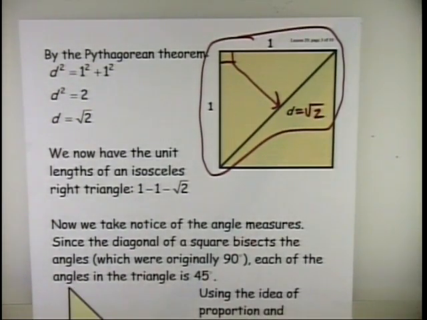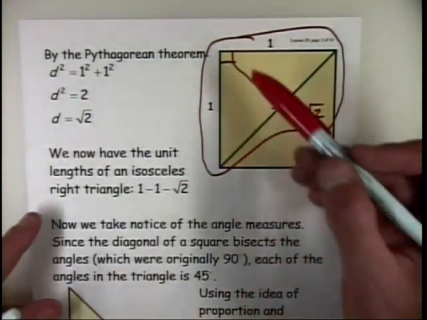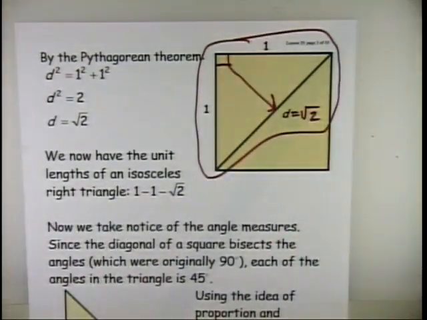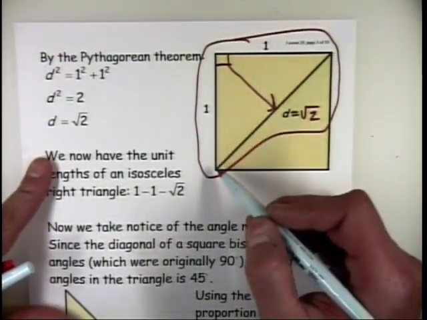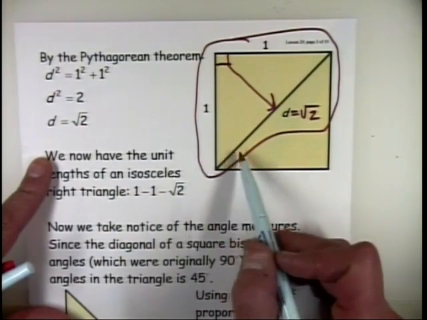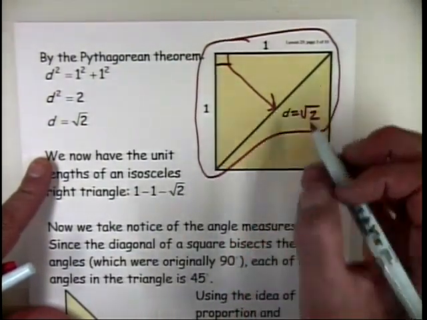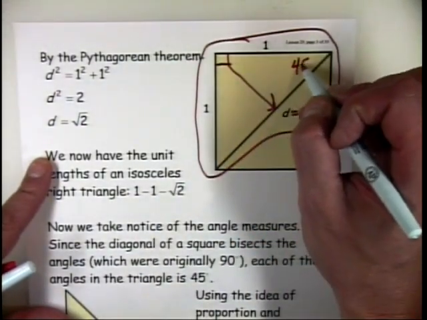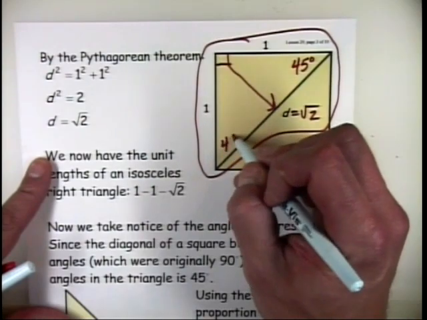Now let's look at what the angles end up being. We know that this angle is 90 degrees, but remember that a diagonal in a square bisects the angles as well. So if each of these angles originally started out as 90 degrees and the diagonal bisects them, now each of them is half of 90, or 45 degrees.